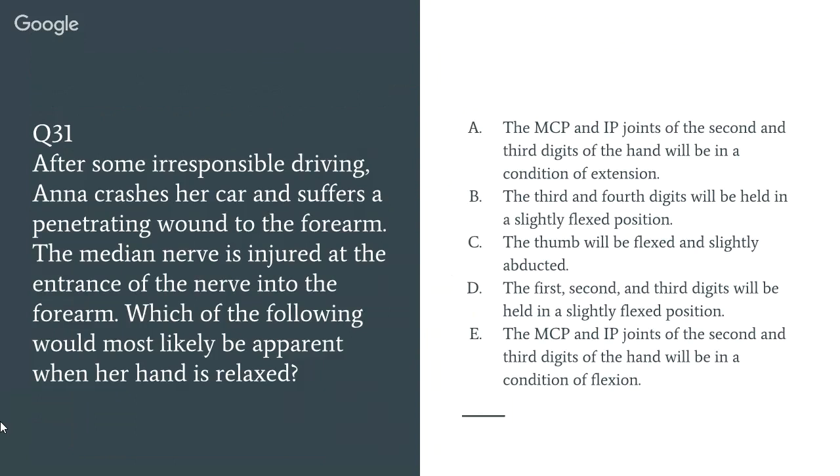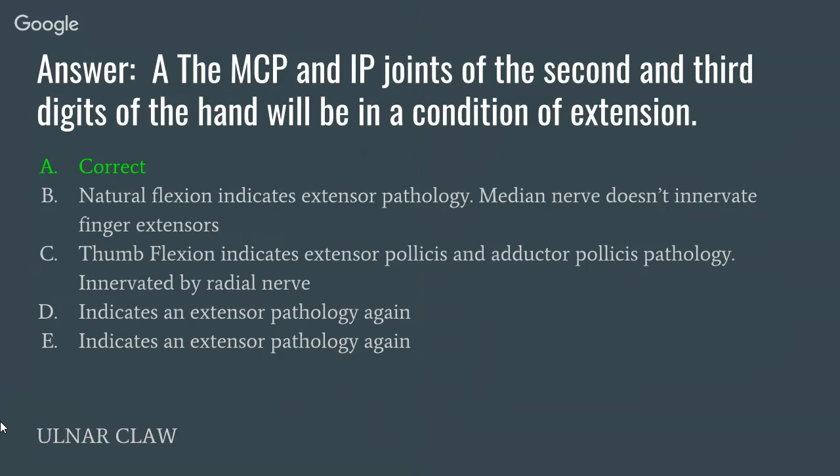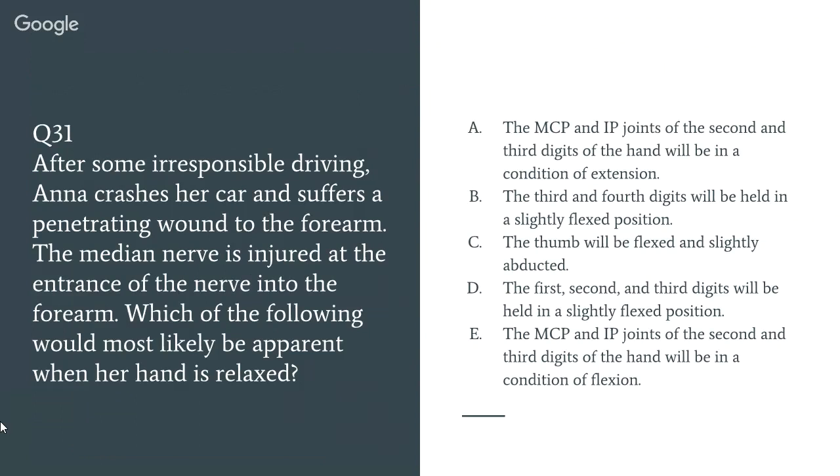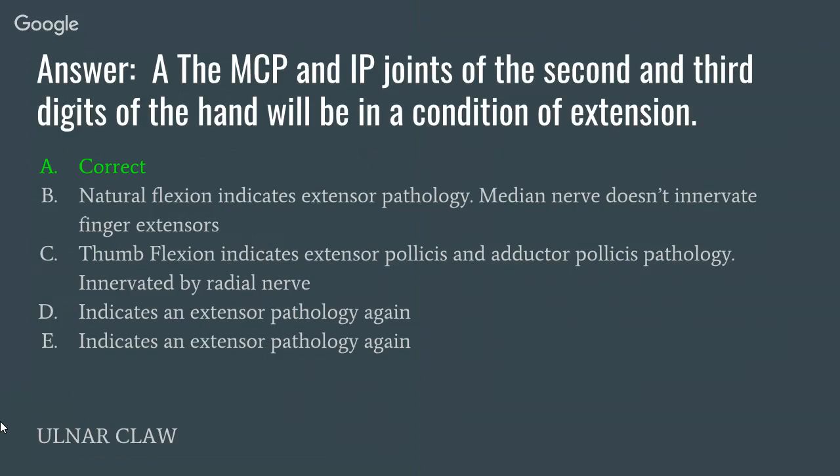All right, so the answer here is, I think it's A. Yeah, it is A. So, here we have an explanation using the process of elimination. There are a couple of things you need to know. Anna crashes her car and has injury to the median nerve at the entrance of the nerve into the forearm. So we're specifically talking about this kind of area, so there should be some symptoms happening lower, okay? And if we're talking about the median nerve specifically, we're also omitting any extensive pathologies. So we're able to get rid of answers D and E, which are indicative of extensive pathologies.